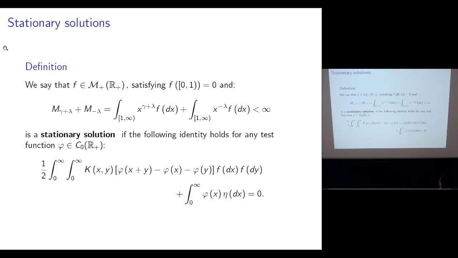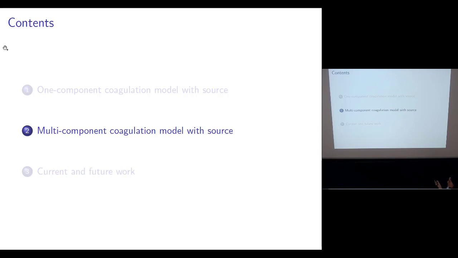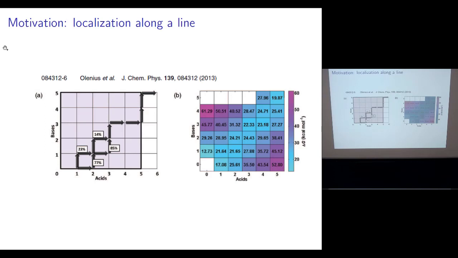So I'm now going to talk about the multi-component case. The next step would be to generalize this to the multi-component case. So far, we have been studying the shape of solutions, and the motivation for this is work by some chemists and physicists. These are simulations where they compute the energy associated to clusters composed by two different types of particles, bases and acids, sulfuric acid and ammonia, and they use some quantum chemistry to compute these coefficients.